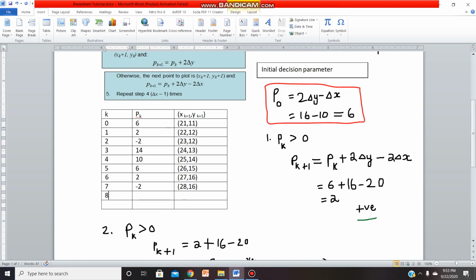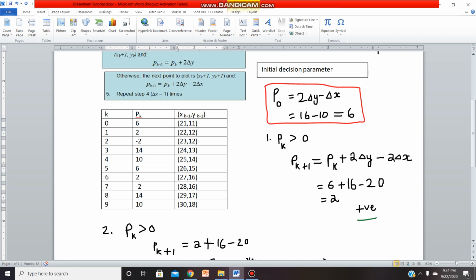When k is equal to 8, the pk value will be 14, and the next pixel to plot will be xk plus 1, yk plus 1. That will be 29, 17. Okay. And k takes the next value, pk plus 1 becomes 9. Then the value for pk will be 10, and the next pixel will be 30, 18. Okay, we have reached.